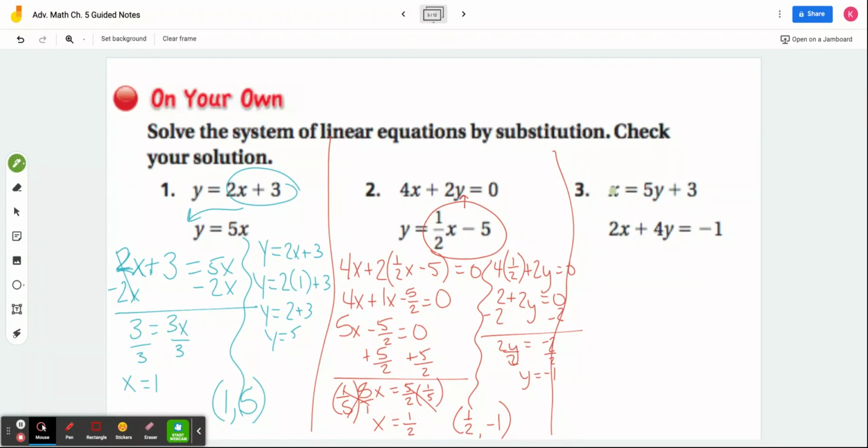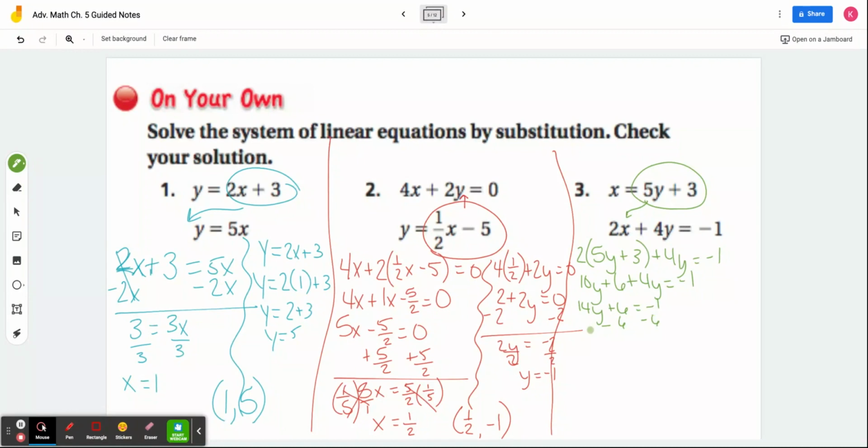In number 3, we can see that x is isolated by itself. So we can use this expression and replace x. So we have 2 times 5y plus 3 plus 4y equals negative 1. 2 times 5y is 10y. 2 times 3 is 6 plus 4y equals negative 1. 10y and 4y is 14y.